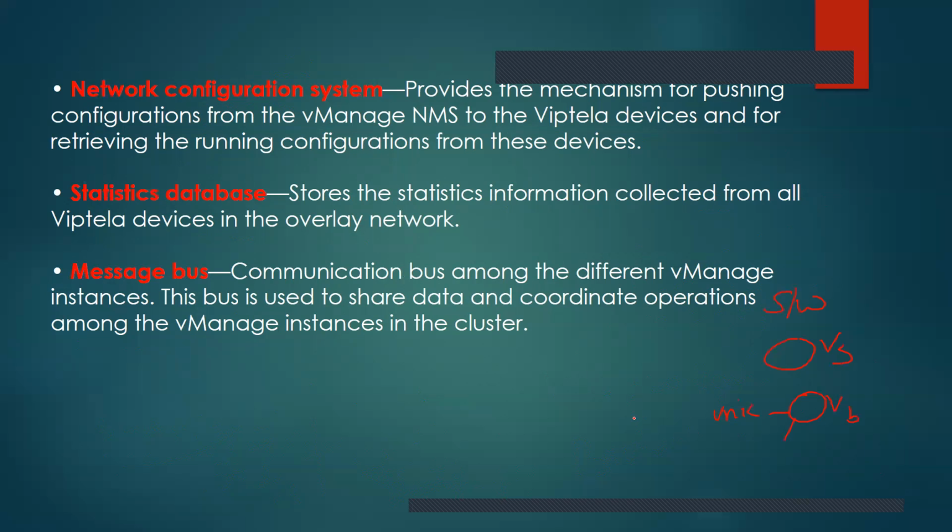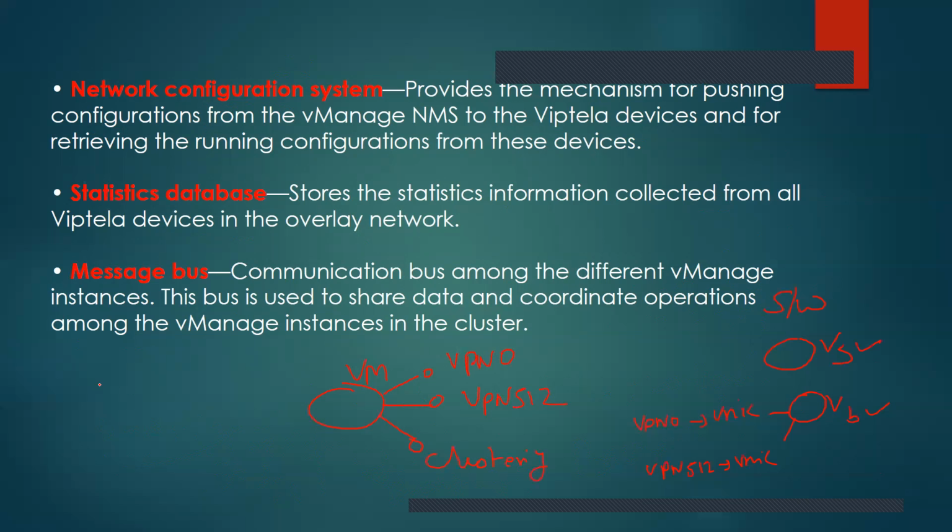One vNIC for VPN 0, and this is the minimum requirement, and one vNIC for VPN 512, right? Same is the case for vSmart as well. But when you are deploying vManage, you should have three different vNICs. One is for VPN 0, one is for VPN 512, and one other vNIC you need for clustering.